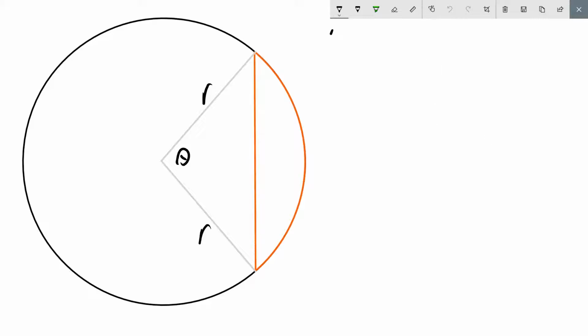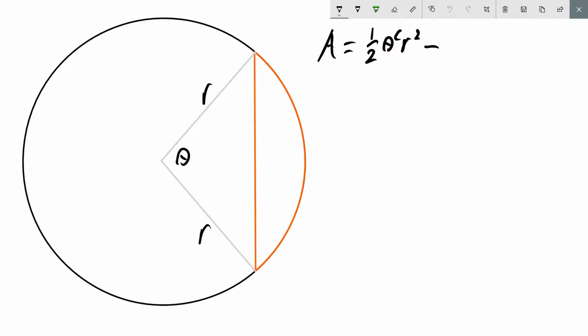So first we have to decide what unit we are going to be using. I'm going to use radians, and you'll see why in just a moment. So area equals, what did we say? Half theta in radians, radius squared, and we're going to subtract the area of this triangle here.